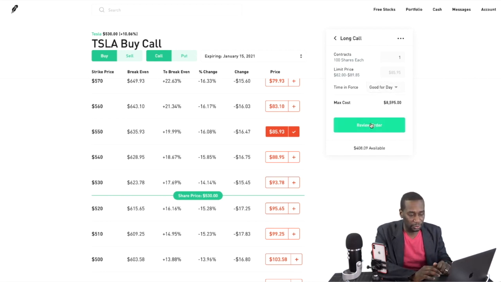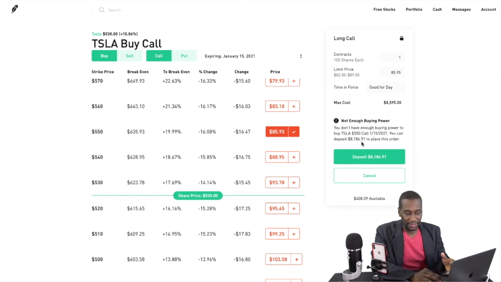So you hit review, and in this demo account, it's going to say I don't have enough buying power to buy that option. But if you had enough money, you can just hit the button and then continue, or you need to make a deposit to bring your account up to the amount that can actually pay for that option to control that stock.